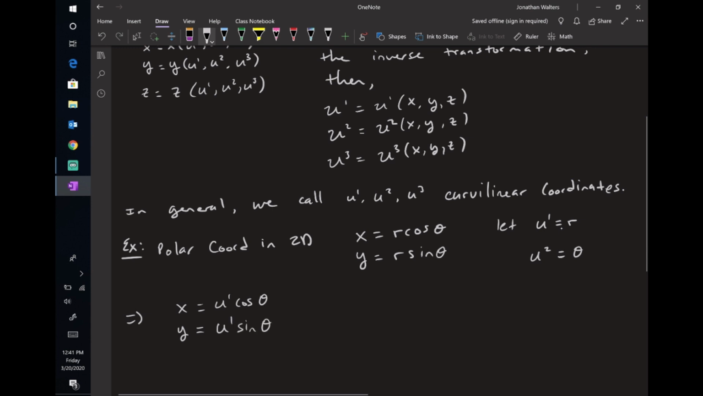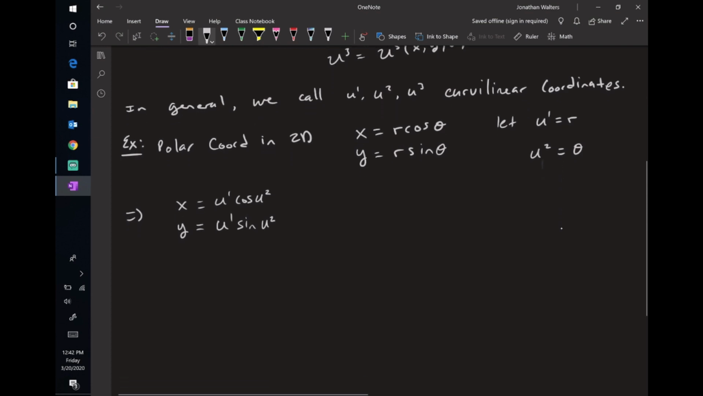Then we would have the Cartesian coordinates x equals u1 cosine u2, y equals u1 sine u2. Sorry, not theta, we're using u2. So that would be cosine u2 and sine u2. So that's just an example of curvilinear coordinates.